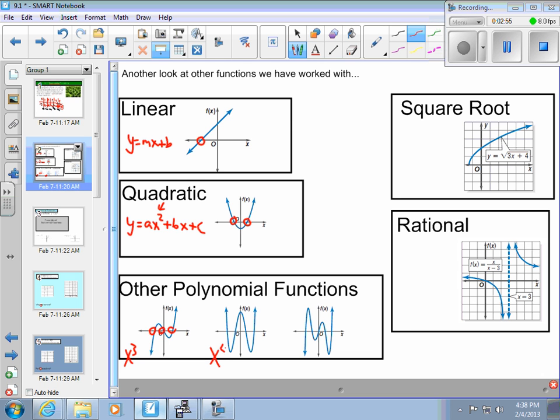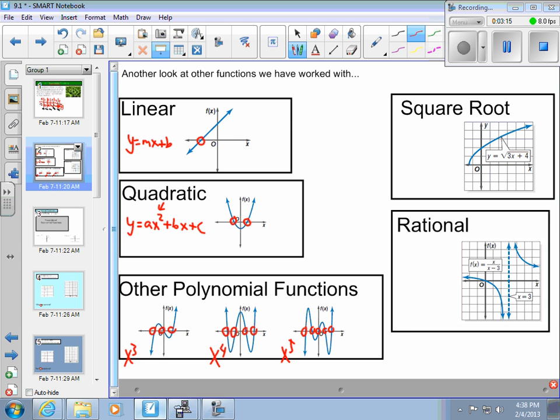This is one with x to the 4th. This one has up to 4 solutions. Crosses the x-axis 4 times. This last one's an example of something to the 5th power. Cross 1, 2, 3, 4, 5 times. Have 5 zeros or 5 solutions. Some other ones we looked at.